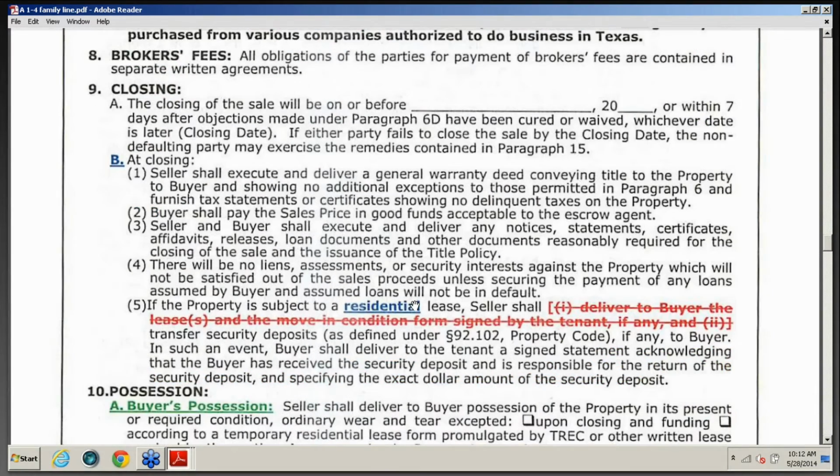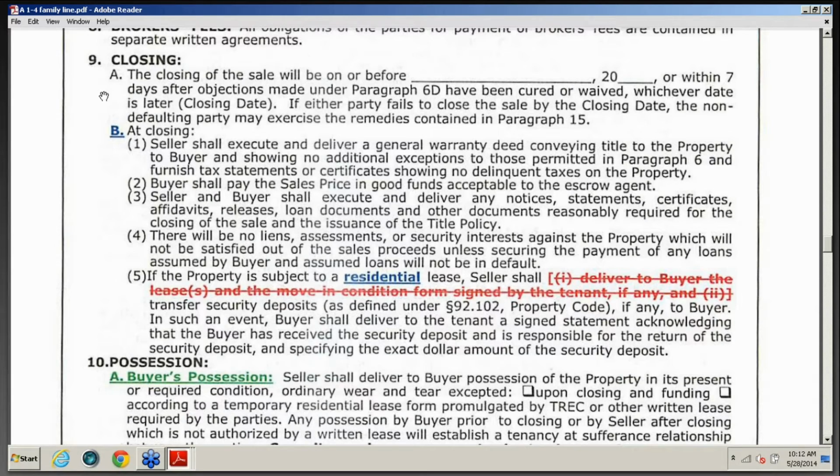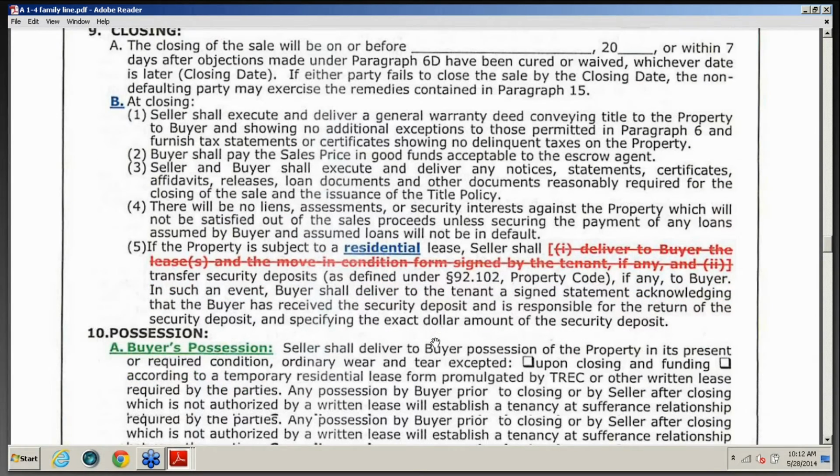And then at closing, they did change this to a paragraph B at closing. It says that if the property is subject to a residential lease, then the seller shall transfer security deposits, if any, to the buyer. In such an event, the buyer will deliver to the tenant a signed statement acknowledging the buyer has received the security deposit and is responsible for the return of it, and it will specify the exact dollar amount of the security deposit.